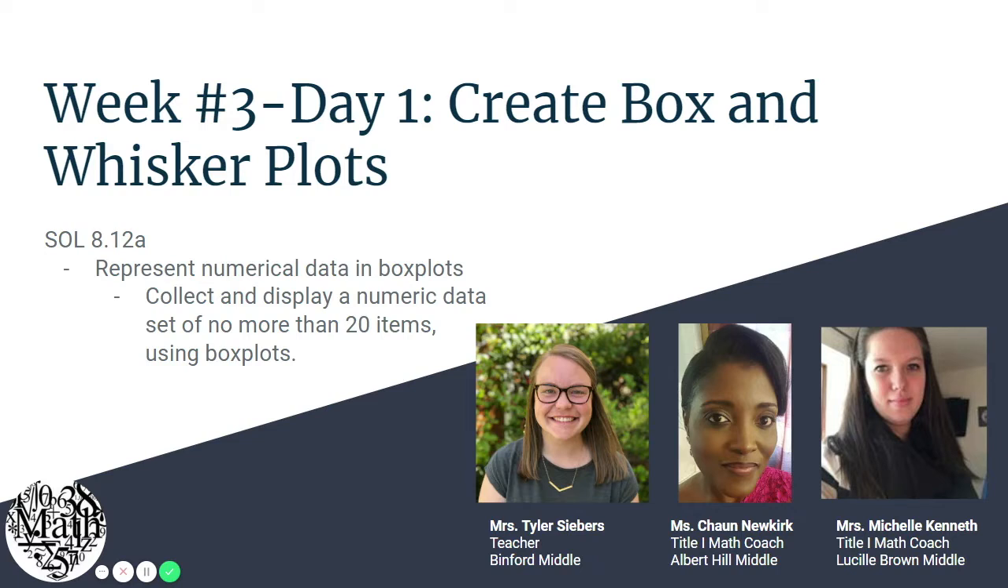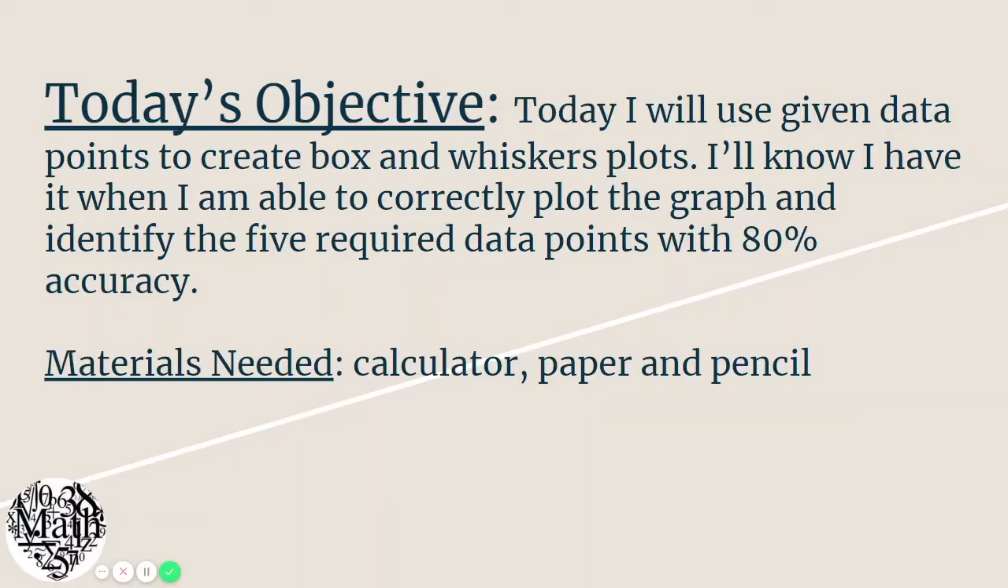This week, we will start with a new topic, week 3, on box and whisker plots. It's SOL 8.12a. Today's objective is that you will be given data points to create box and whisker plots. You'll know that you have it when you're able to correctly plot the graph and identify the 5 required data points with 80% accuracy. You will need a calculator, paper, and pencil.